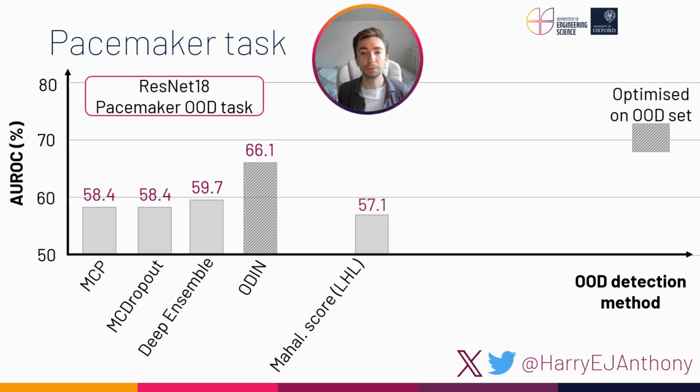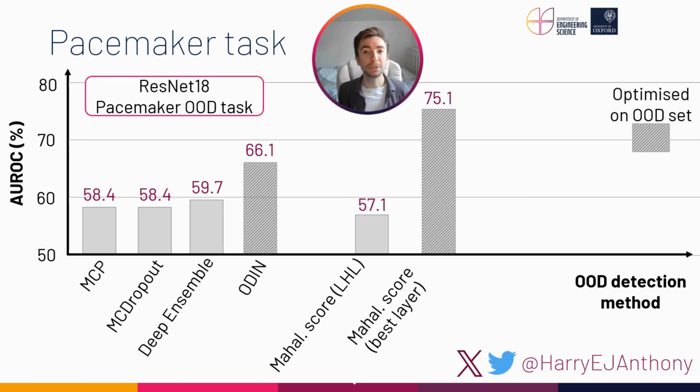Now let's look at Mahalanobis score applied on the last layer of the network. We see that this performs very poorly. It actually performs worse than the baseline maximum class probability. And I'm going to say it again, this is the most common implementation of this method. And it's a shame because we're missing out on a lot of potential.